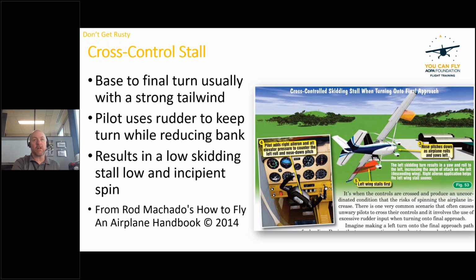This is another picture I got out of Rod's book, How to Fly an Airplane. It's basically his version of the Airplane Flying Handbook. This is going to happen on that base to final turn. And what's going to happen here is somebody's turning, and the wind, especially if there's a crosswind, so they have a tailwind on base, and so they start their turn and they drift beyond final.